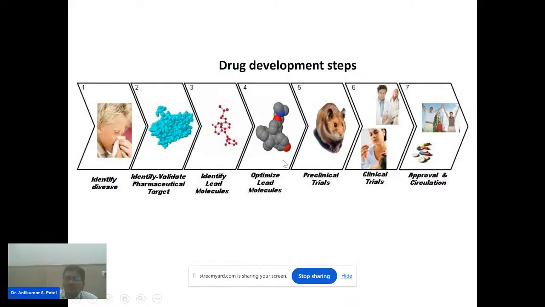So these are the drug development stages, in which we require lead molecules as well as lead optimization. These two steps are very crucial to clear the drug development stage. So firstly we are going to see how the lead molecules can be identified. Then after that we are going to see the lead molecule optimization, especially taking the bioisosteric approach and drug designing approach.